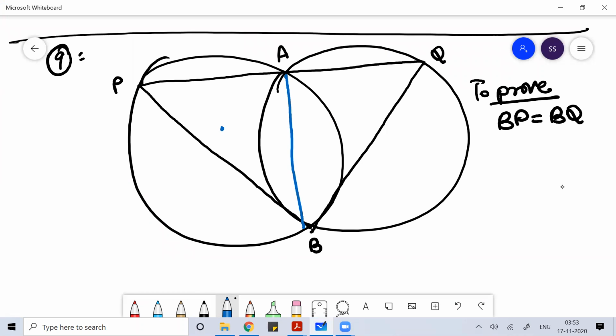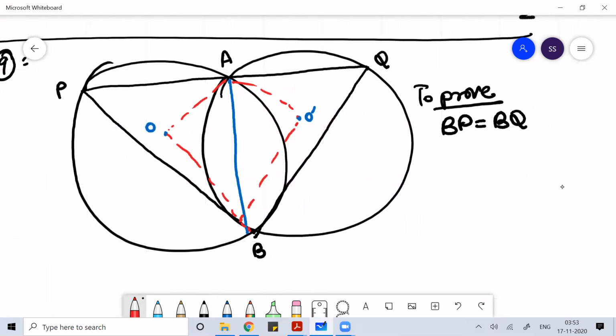Suppose the center of the other circle is O dash. Now join this, and join this. Now the circles are congruent circles. Congruent circles means they have equal radius, meaning R1 is equal to R2.